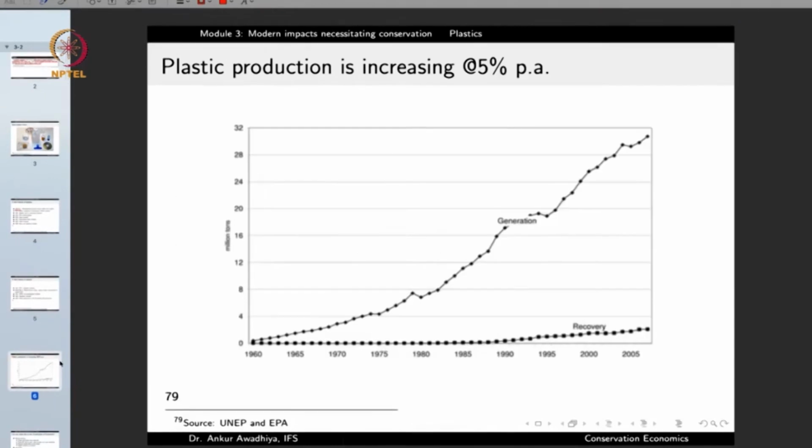So what we are seeing here is that the generation of plastics started and then it moved with a bang, and then very soon it started growing exponentially. So the plastic production currently is increasing at 5% per year, and we see that a large quantity of plastics, more than 30 million tons, is being produced every year.